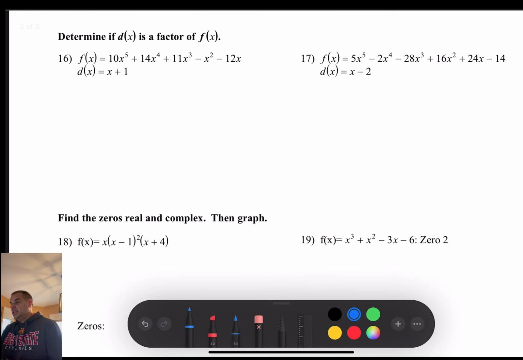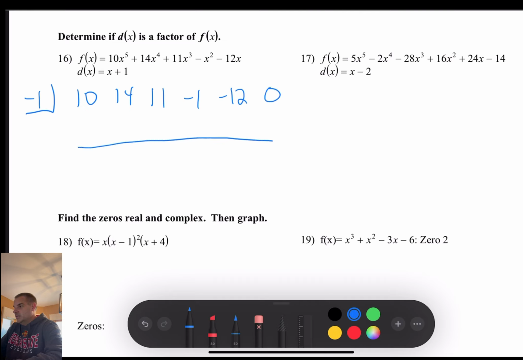Number 16, determine if it's a factor. Okay, so now we want to determine if this is a factor. Again, we're going to use synthetic division. So we're going to put the opposite. 10, 14, 11, negative 1, negative 12. And again, there's no constant there, so we've got to put that 0 in there. I could have made them a little longer.